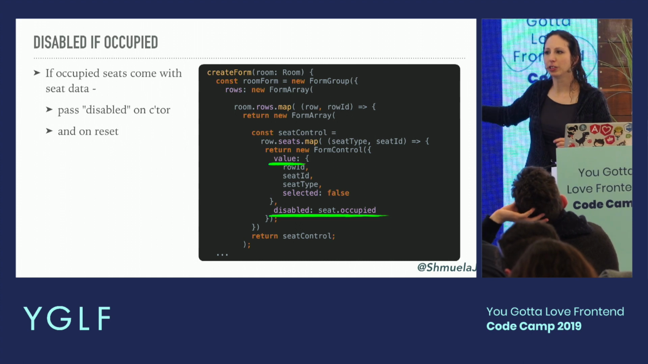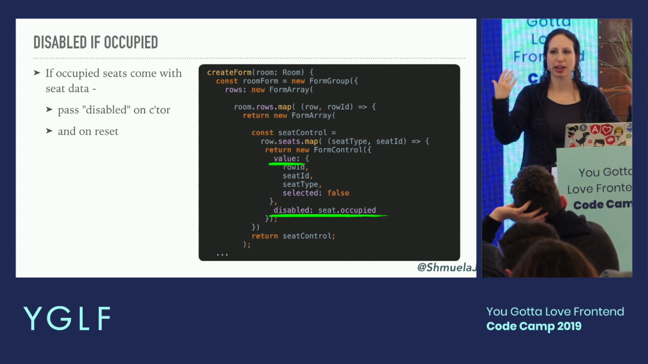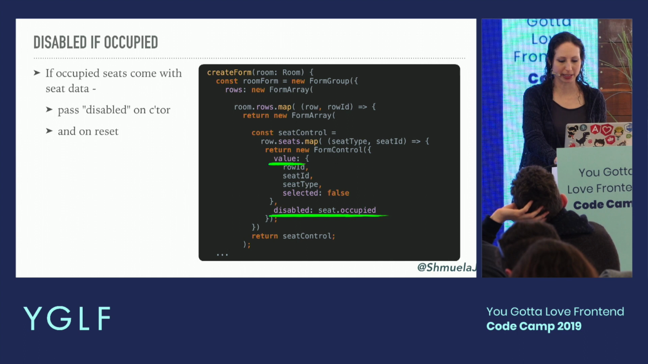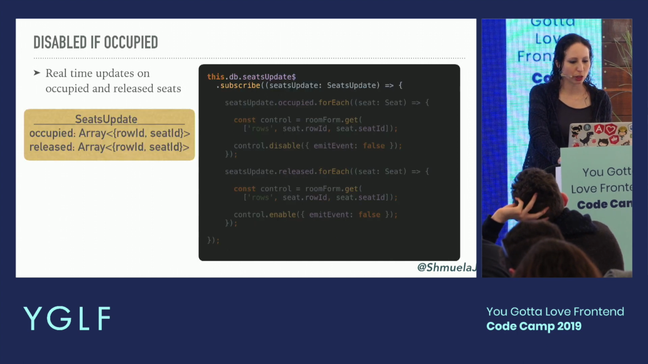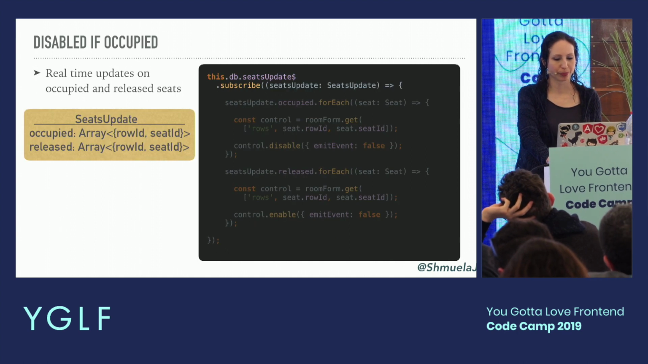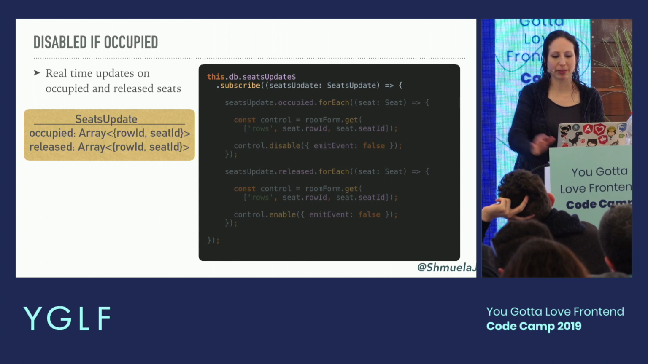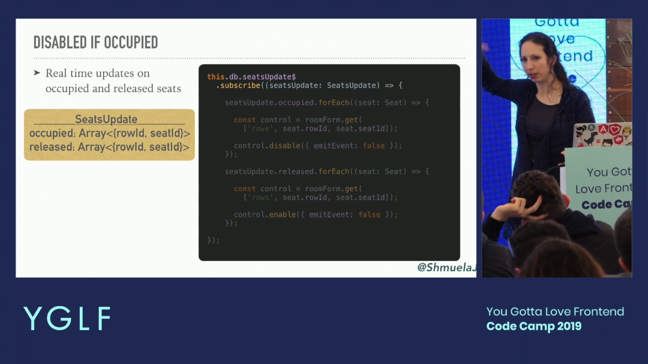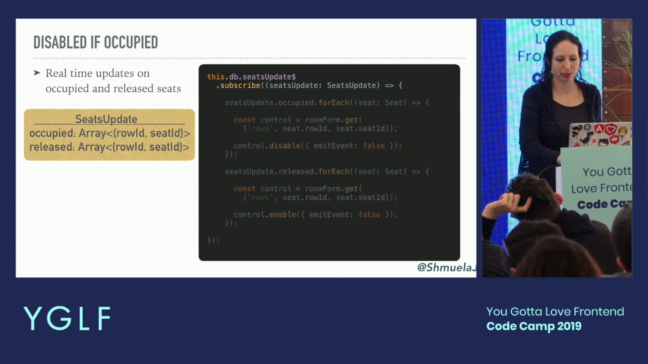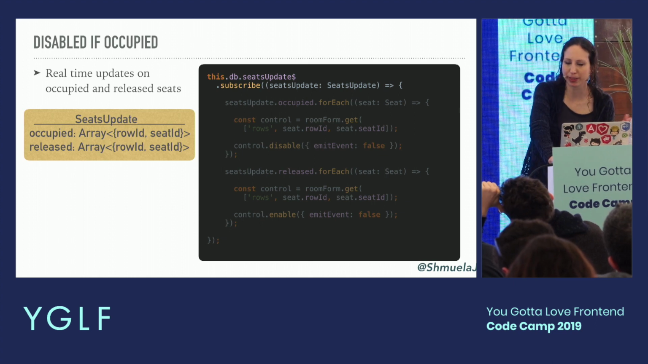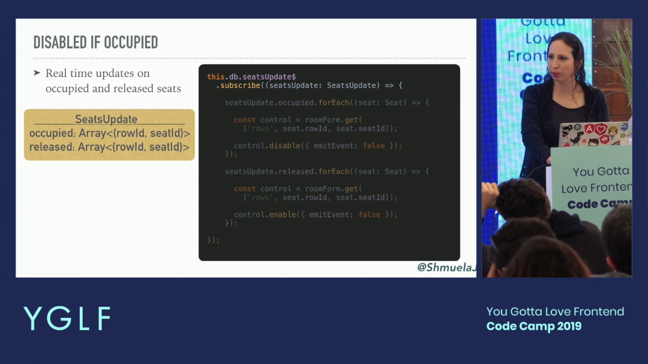But I don't use that because I have live updates of the occupied seats. So what I do, I have the seats update observable that I have somewhere from the DB service, and I subscribe to it.